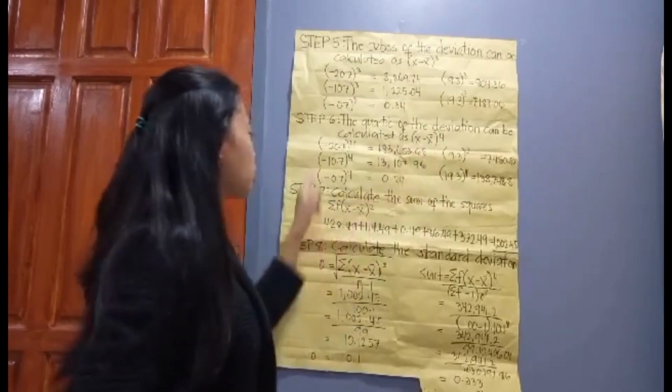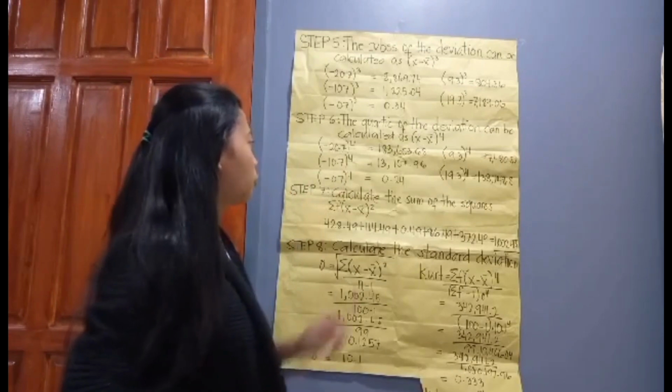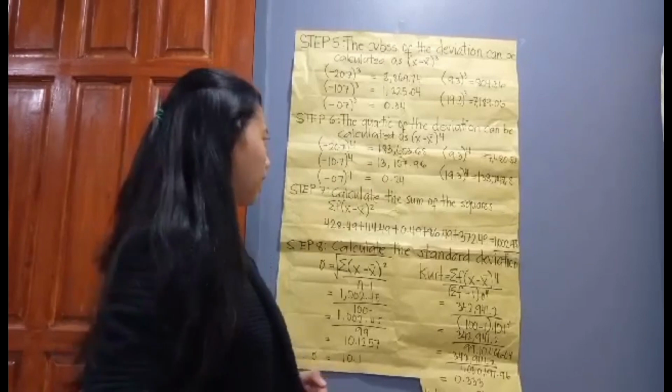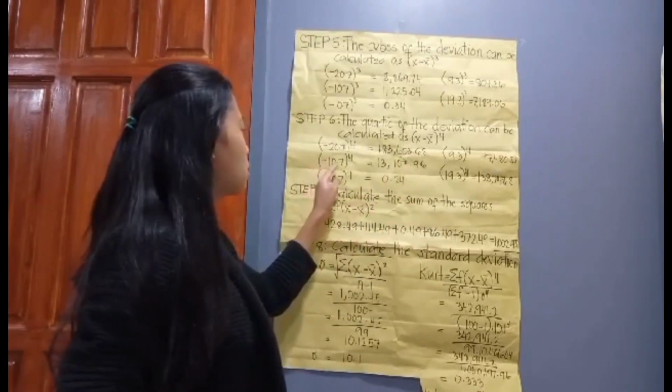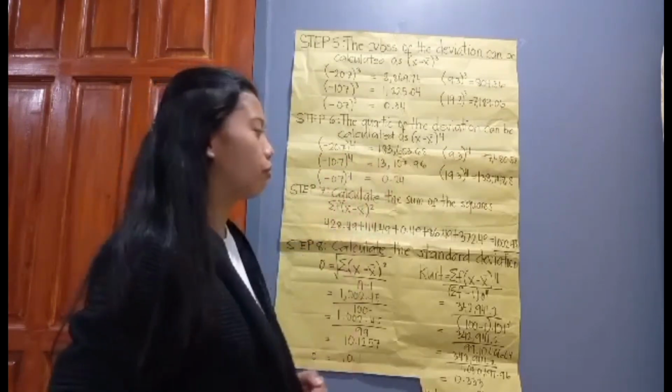In step 6, the quartic of the deviation can be calculated as x minus x bar to the fourth power. Negative 20.7 to the fourth power is equal to 183,603.68. Negative 10.7 to the fourth power is 13,107.96.